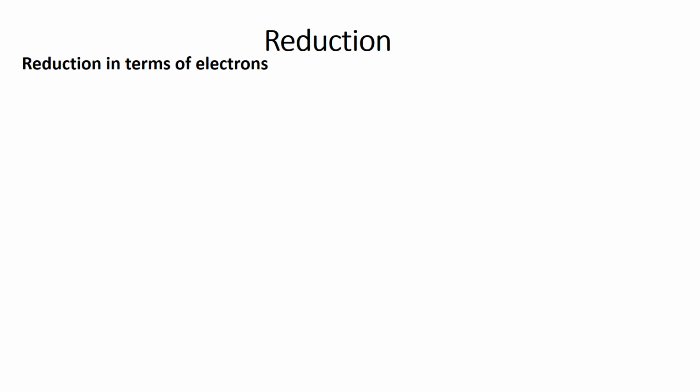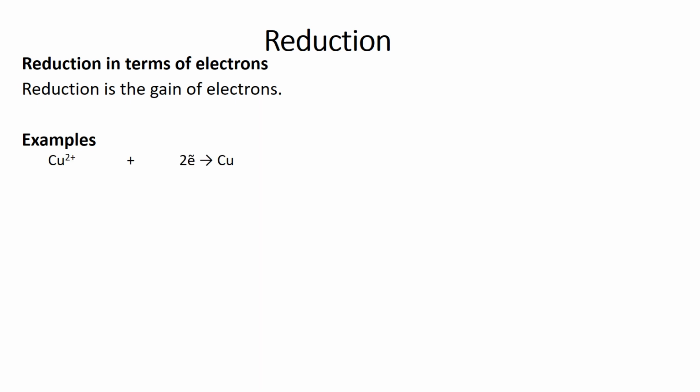We're going to take a look at reduction in terms of electrons now. So reduction in terms of electrons can be defined as the gain of electrons. So here are some examples of reactions where there is a gain of electrons. Copper ion can gain 2 electrons to reform copper. So this is a reduction process, and we say copper has been reduced.